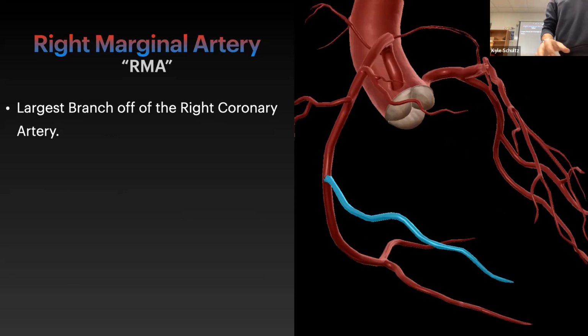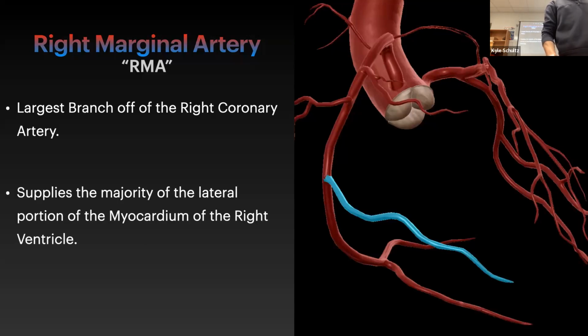This is one of the ones that we probably don't talk about as much as we should. Usually we just talk about the right, the left, and the circumflex. The right marginal is a pretty important artery too. It supplies the majority of the lateral portion of the myocardium of the right ventricle. So if we're looking for a right-sided MI occlusion, typically if there is a right-sided MI occlusion, it's going to be from a thrombus in the RMA.